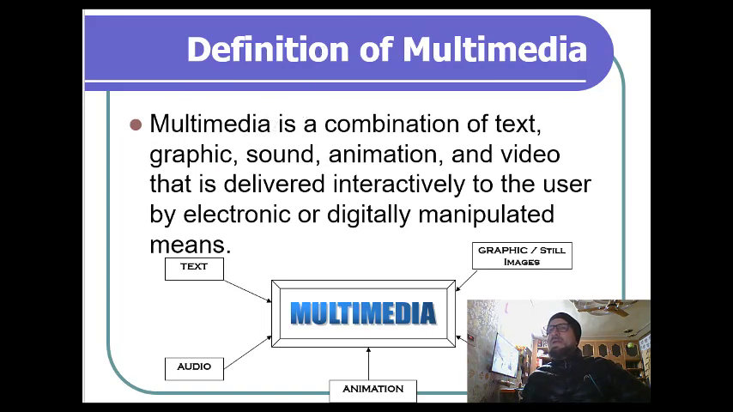So in short, what is the definition of multimedia? Multimedia is a combination of text, graphics, sound, animation, and video that is delivered interactively to the user by electronic or digitally manipulated means. So it's a combination of whatever you see on your laptops or your TVs. There could be text, it could be audio, like what I am doing here. You are reading the text, listening to my voice, watching my video, and there could be some animations like we do in a basic course of animations. There could be pictures, there could be video, and a mix of all is called multimedia.